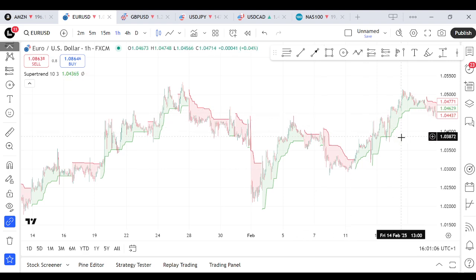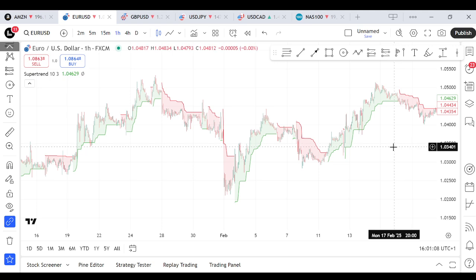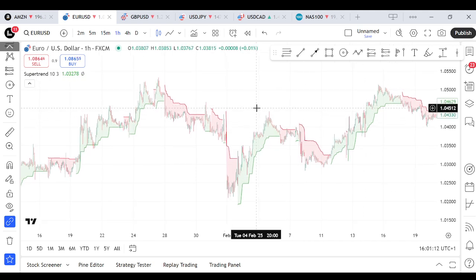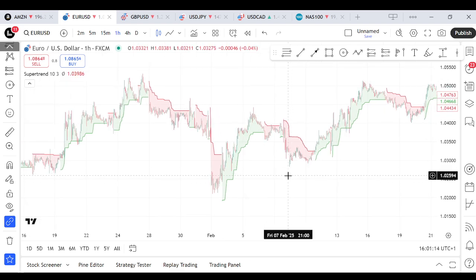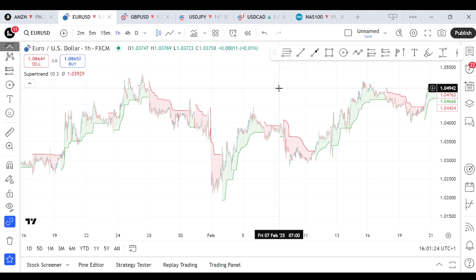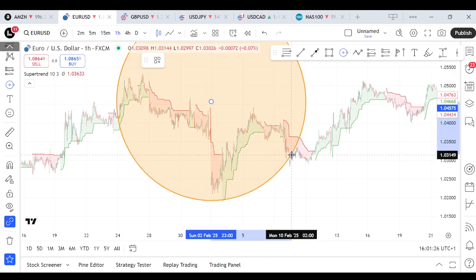This is the TradingView trading platform, and we are on EUR/USD on the 1 hour time frame. Before we get into the charts, let's quickly explain the indicators involved. The Supertrend indicator is a trend following tool that appears directly on your trading chart as a single line, just like we have here. This is the Supertrend indicator.